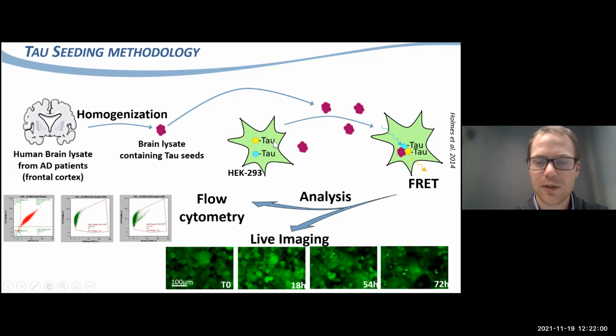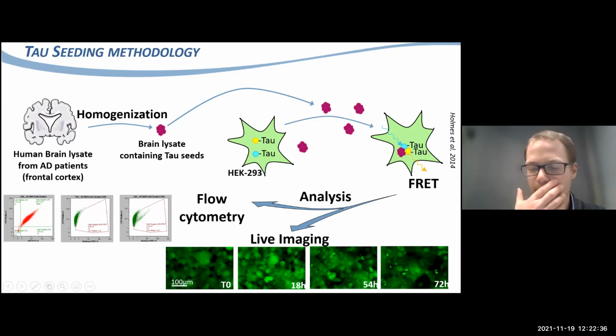They don't really aggregate, so there is no transfer from CFP to YFP in general. But if you put seeds from any source basically on top of them, they will aggregate, and they will have some FRET signal. So basically energy transfer from the CFP to the YFP, and you can quantify that using flow cytometry. So here, for instance, you have a population of cells that have some FRET positive signal compared to a control that almost doesn't have any FRET positive cells.